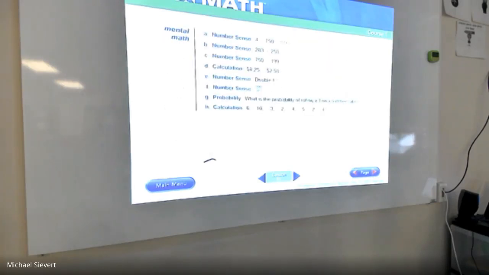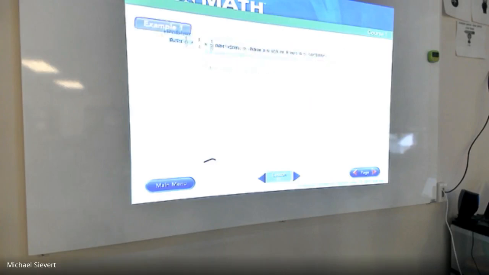There's going to be 2 examples for today. We're going to skip this for right now, and go on to example 1. Marquise, read that for the class. Add 1/2 plus 1/4 plus 1/8 and draw a diagram illustrating the addition.